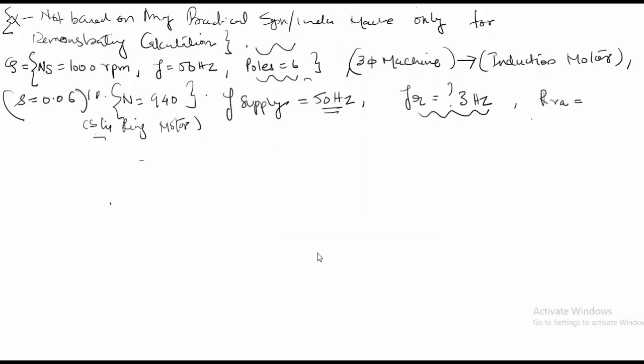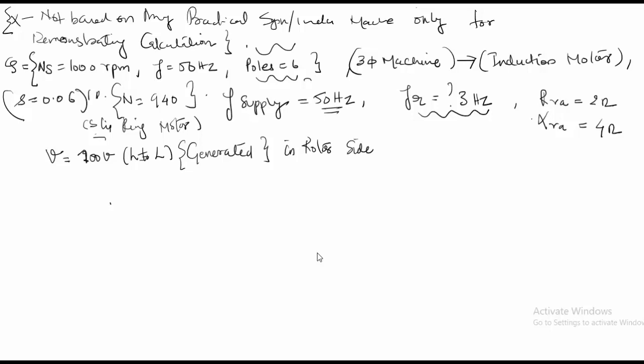So it's possible to have such kind of an arrangement when you will call it a slip ring machine. So my RA is given as 2 ohm while my XRA is given as 4 ohm, and my voltage is equal to 100 volts, which is the line to line voltage generated on the rotor side per phase.